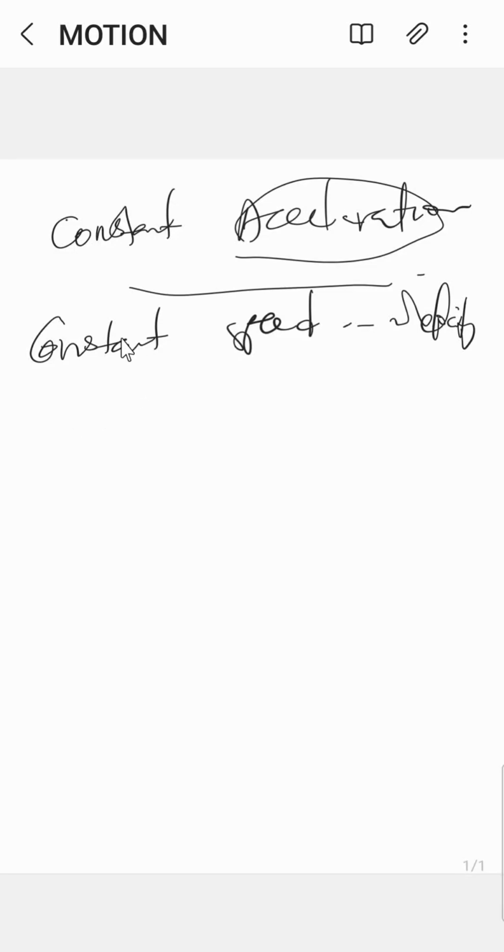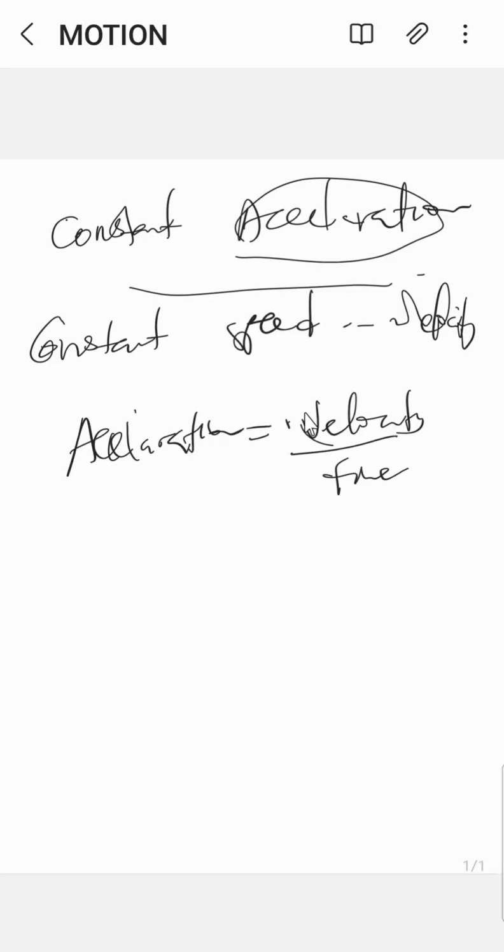All right, so we would define acceleration as change in velocity with time. Now we talked about velocity and speed being similar, literally the same in magnitude, except velocity is a vector and speed is a scalar, and that is why velocity has direction while speed does not.